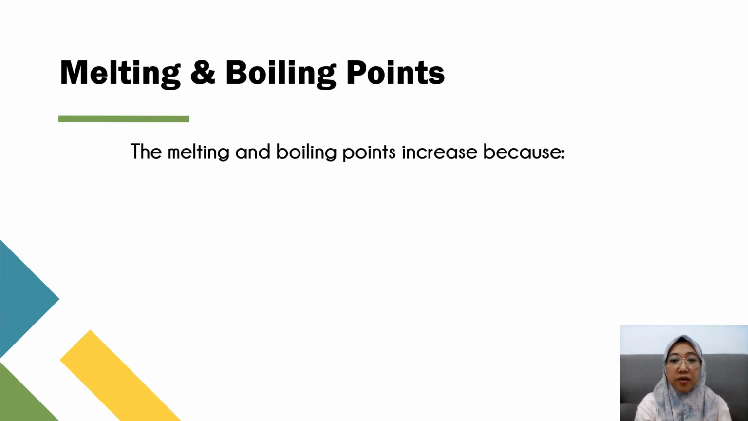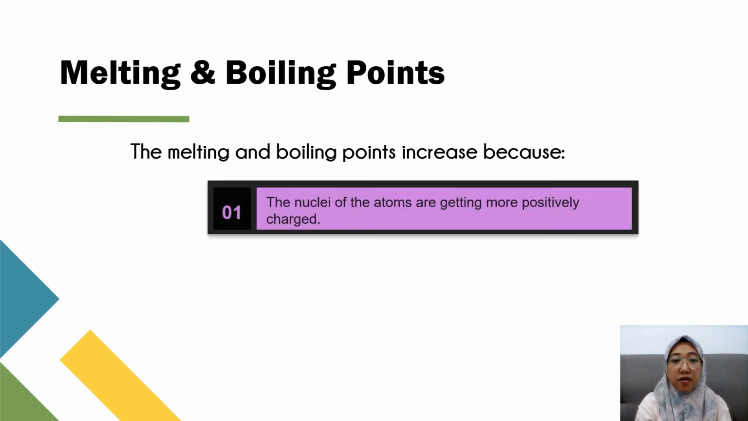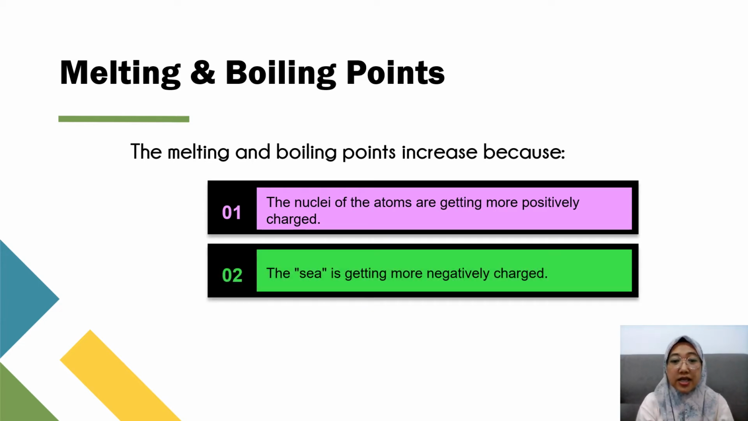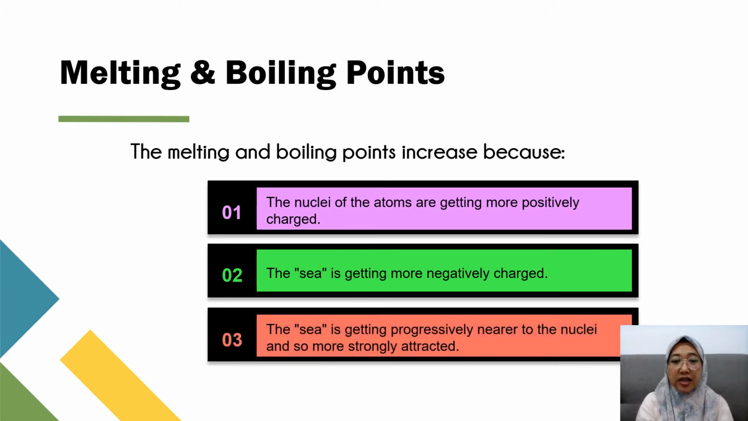So the melting and boiling point increase because the nuclei of the atoms are getting more positively charged. The sea is getting more negatively charged. And the sea is getting progressively nearer to the nuclei and so more strongly attracted. Okay. Jadi maksudnya attraction dia lebih kuat. Jadi kita perlukan lebih tenaga, lebih tinggi suhu diperlukan untuk break the bond.